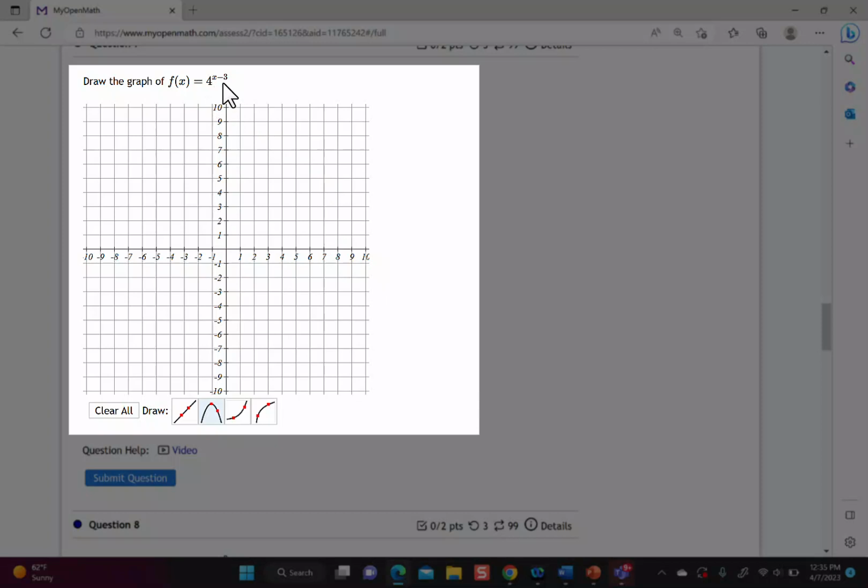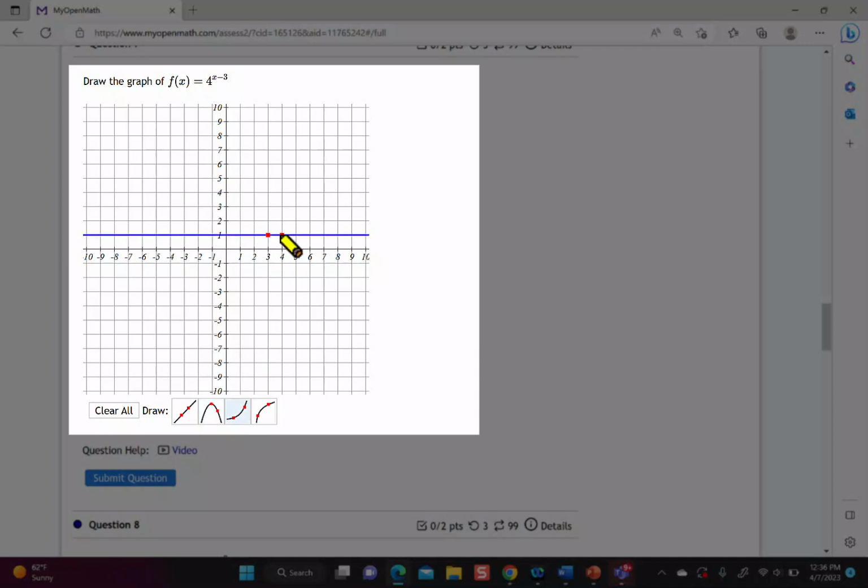So with 4 to the x minus 3, I think that this is a transformation to the right 3 units. So where I used to go through 0, 1, now I'm going to move 1, 2, 3, and I'll have 3, 1. So I grab my shape, I go to 3, 1, and I put a point.